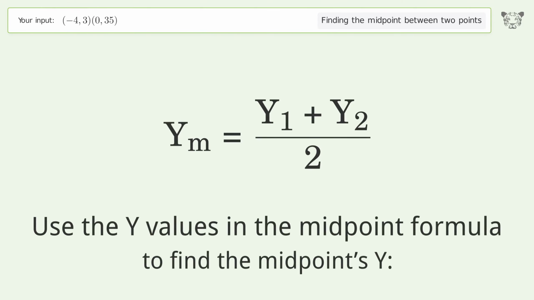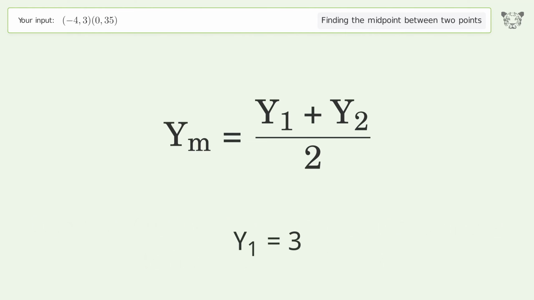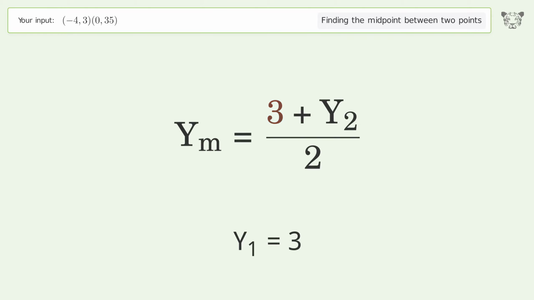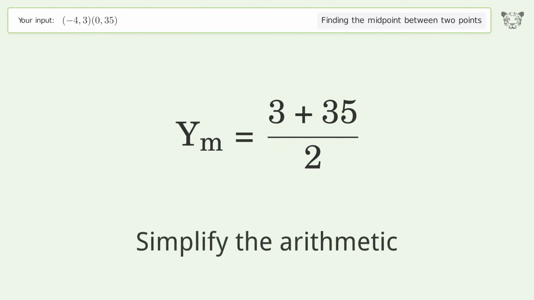Use the y values in the midpoint formula to find the midpoint's y. y1 equals 3. y2 equals 35. Simplify the arithmetic.